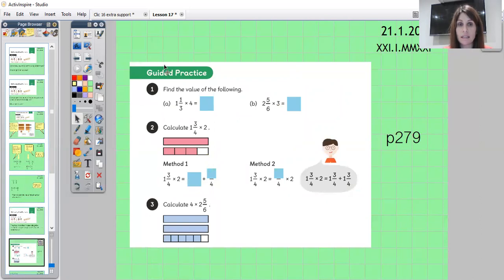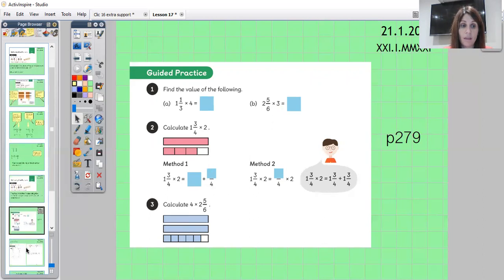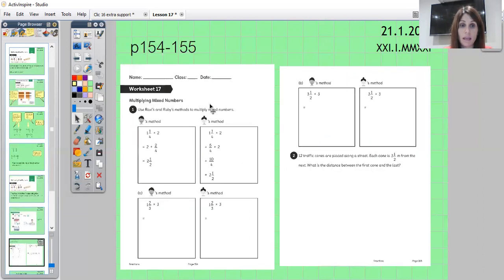So this is your guided practice. Find the value of the following. So you can show us how you would like to. You can choose your own method for these two here. Number 2, it's given you the bar model. So we've got 1 whole and 3/4. And it's asking you for method 1 and method 2. So think about the methods that we've just shown you. And then you've got your number 3 there. Then your workbook is pages 154 to 155.